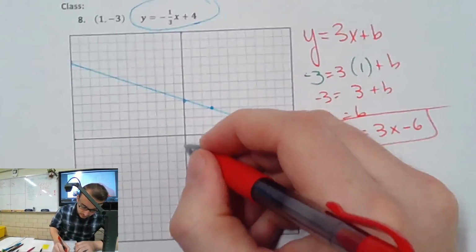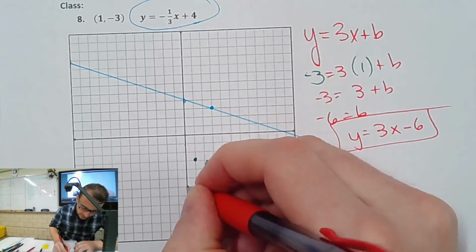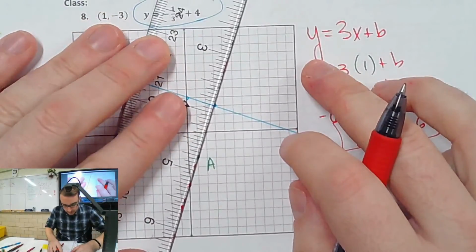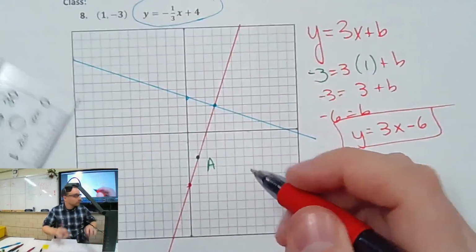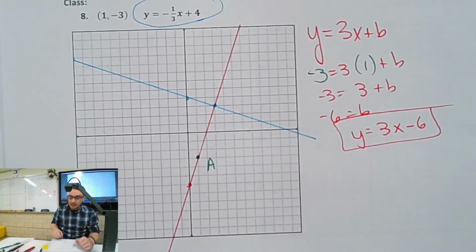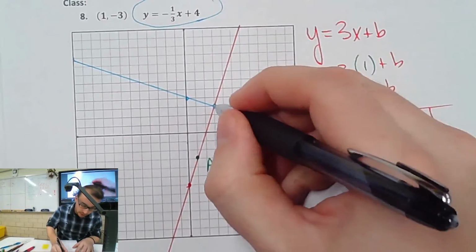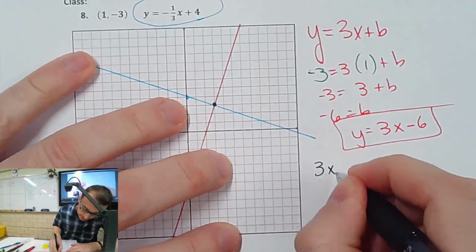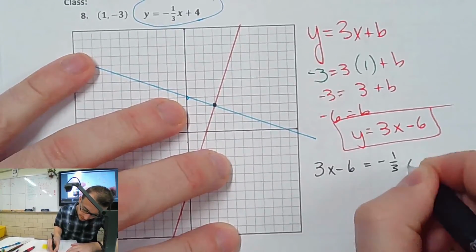I go down 6. 1, 2, 3, 4, 5, 6. And I go up 3 over 1. Perfect. A goes through it. There's our perpendicular line. Then what we're going to do is figure out their intersection point. Here's where things get tricky. I'm going to put those two equal to each other. So watch. 3x minus 6 equals negative 1/3 x plus 4.